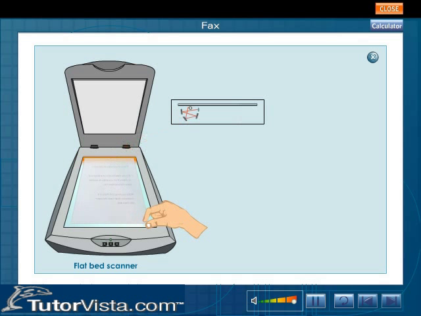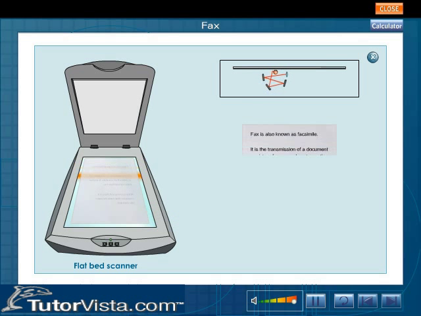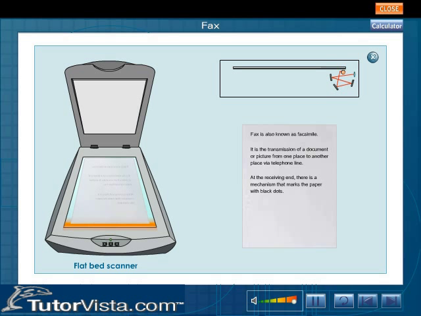The scanning is done in two ways. In some systems, the document is laid flat and the spot travels across the document. This type of scanning is known as flatbed scanning.